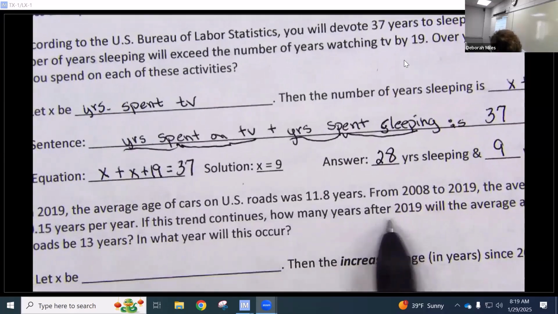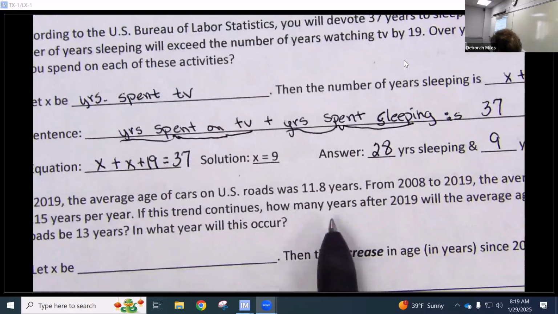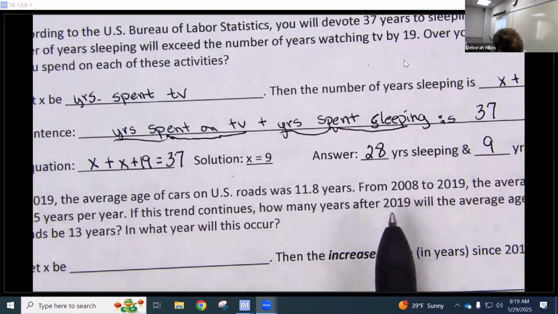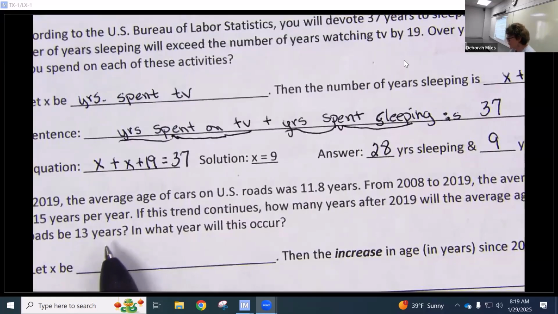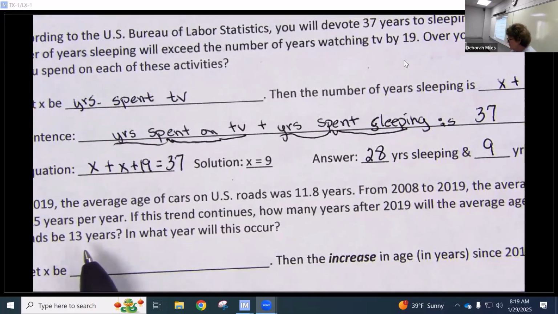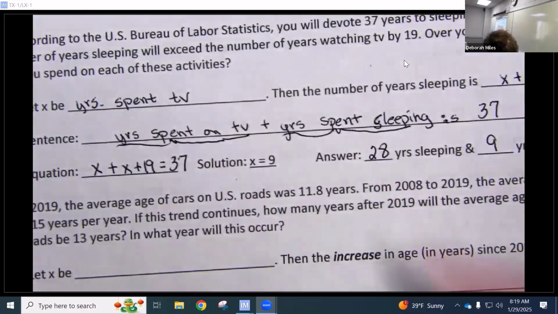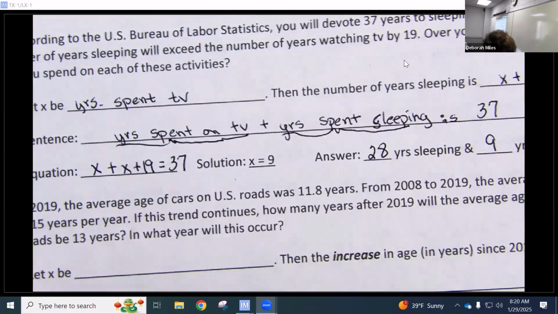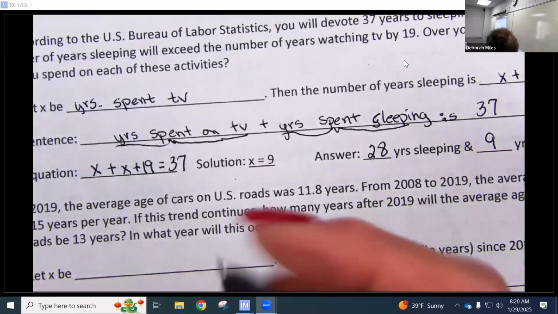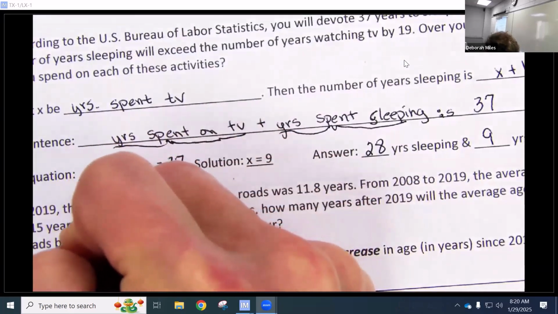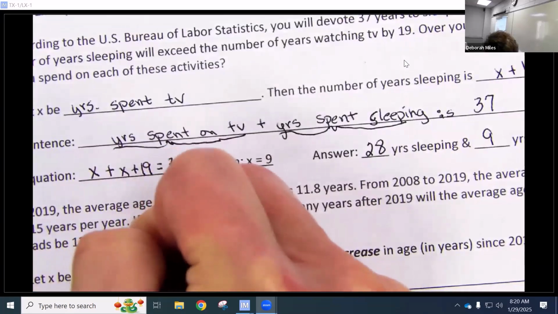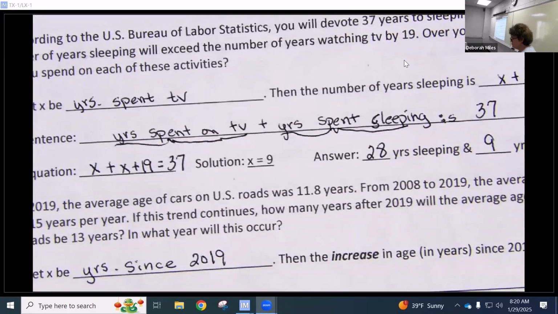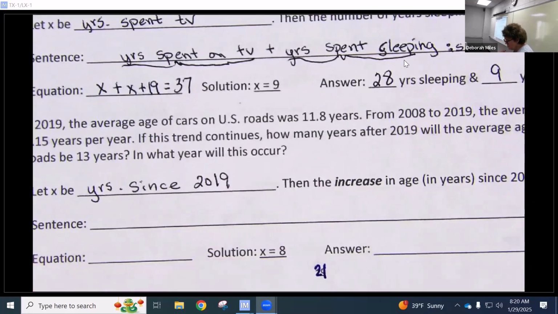It says how many years. I think that's the first thing we have to find, is how many years after 2019 it will take them to be 13. Okay, so I know the age of the car. I'm wondering when that'll happen. So let X be, so what did you say? You said it well, I just forgot. Years after 2019 to get 13 years. Okay, let X be the years since 2019. Since we're looking for how many years after 2019 the cars will be 13 years old.